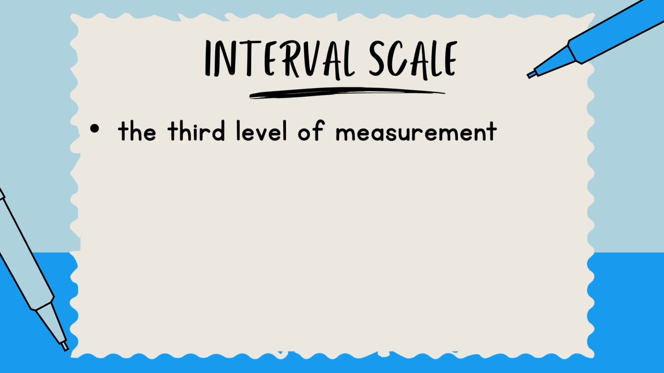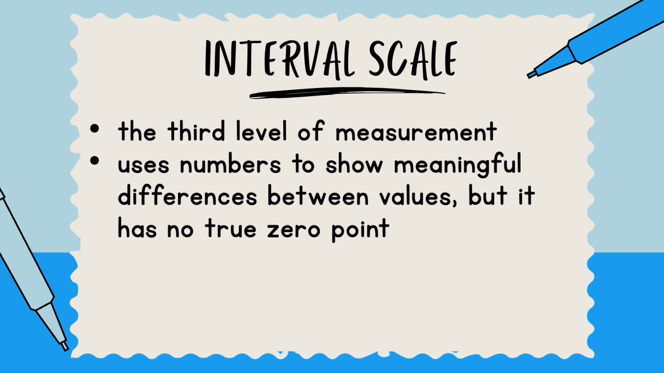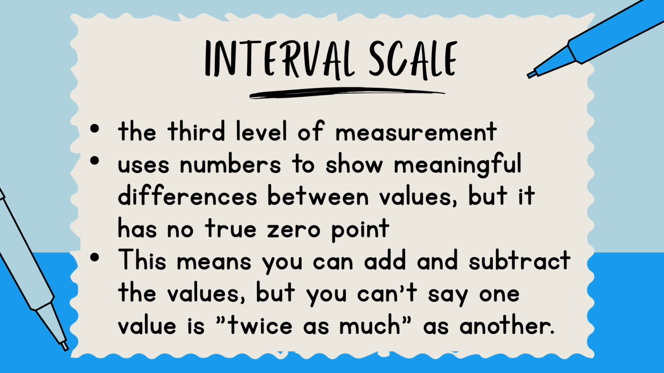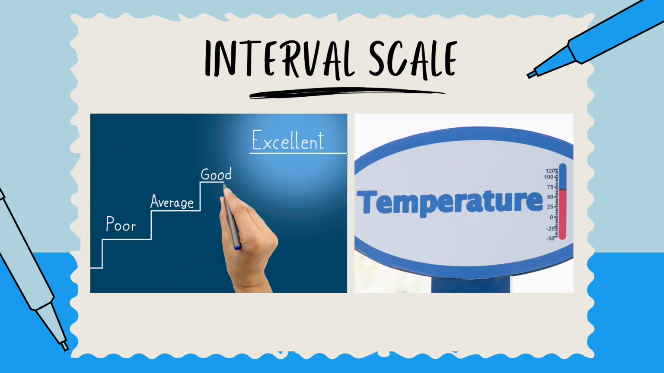Next is the interval scale. This is the third level of measurement. It uses numbers to show meaningful differences between values, but it has no true 0 point. This means you can add and subtract the values, but you cannot say one value is twice as much as another. For example, we have here the Likert scale.